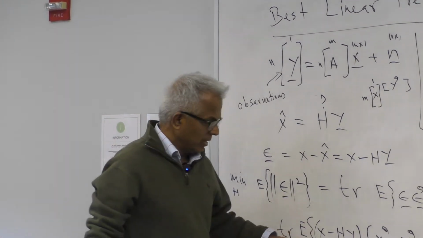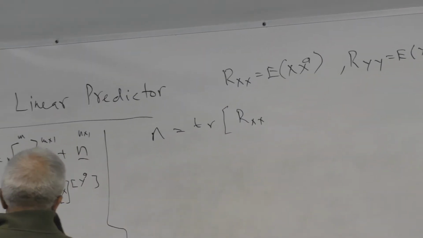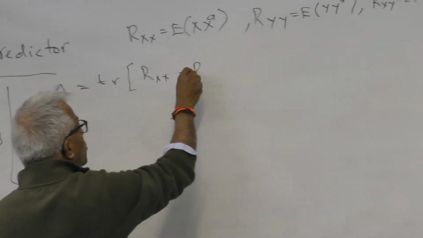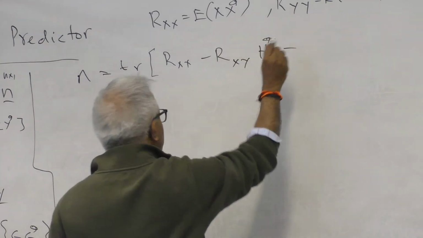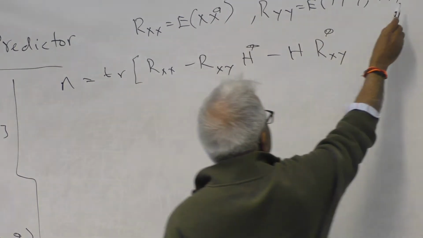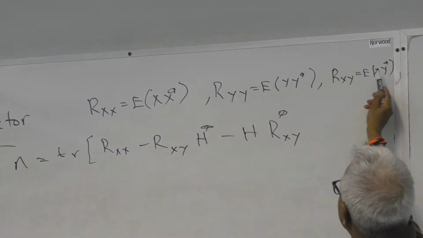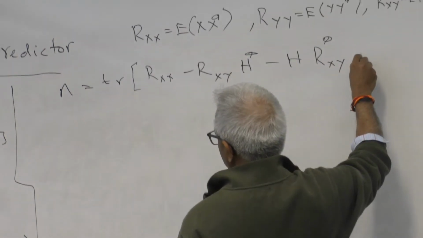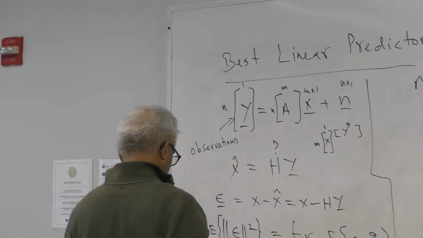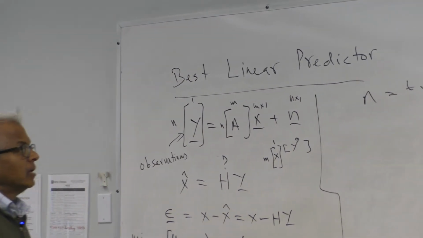So look at here. XX transpose, expected value, that will be the first term, RXX. Then XY transpose, expected value, H star. XY transpose is there, so that's going to be RXY H star. Then HYX, so that's H RXY star, because YX transpose is the transpose of XY transpose. And the last term is plus H RYY H star, remember, H is a deterministic quantity. So minus minus plus. So we want to minimize this.